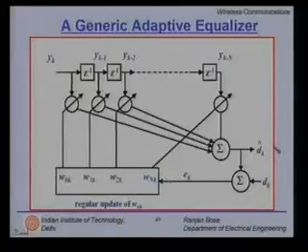In this slide, we have a generic block diagram for an adaptive equalizer. Please note that the weights here have two indices, 0, 1, 2, 3, 4 for the different weights, and the k represents the time index. Z inverse implies the delay. y_k is the input, and this is multiplied by the weights and added to get an estimate, d hat k.